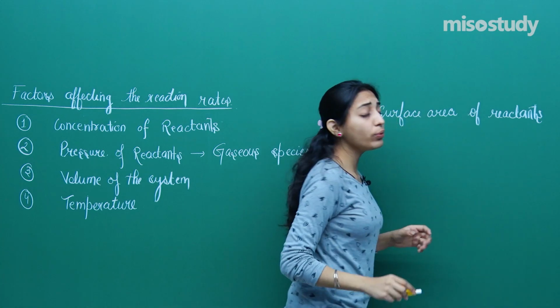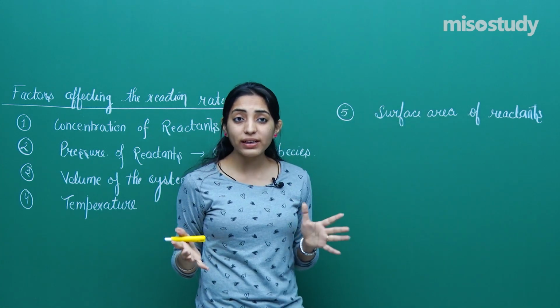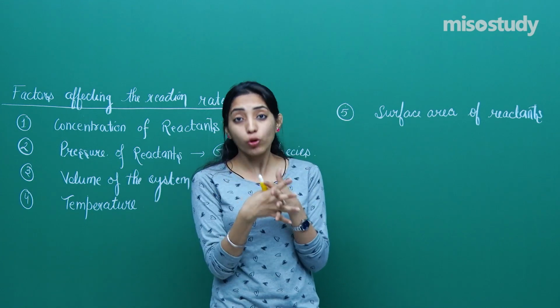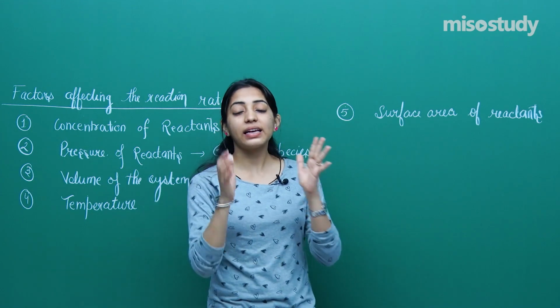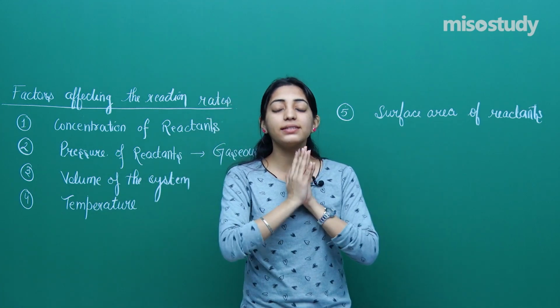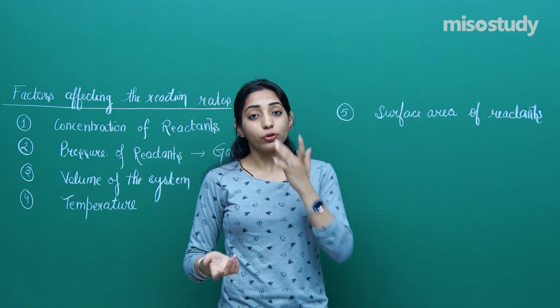And I had told you that if the reactants have more surface area, then the two reactants can come close to each other more easily. If they come close to each other more easily, they will start forming bonds with each other more easily, and hence the rate of reaction will also be more.